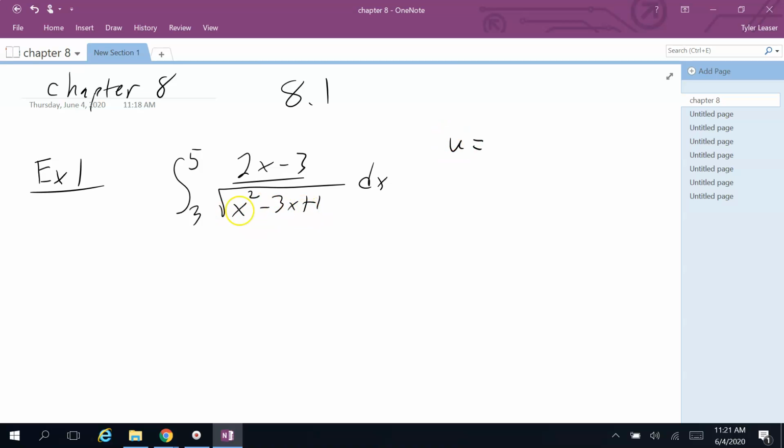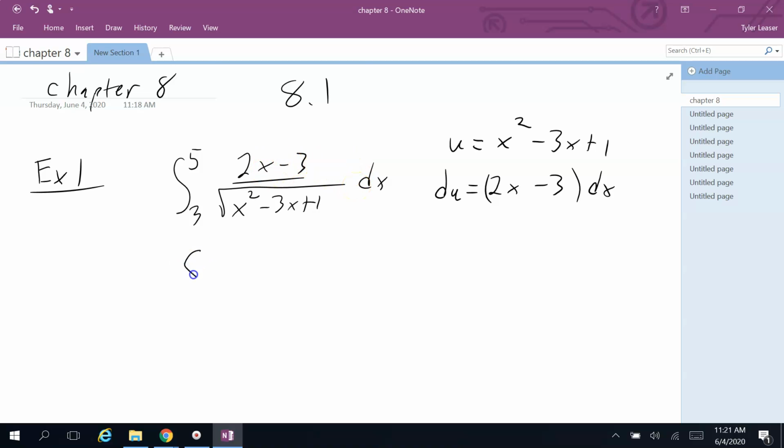In this case, we're going to use the inside of this bottom square root. The reason we're going to use that is because the derivative of that we have up top here. Anytime you have something that you can set to be the u and you have the derivative that will cancel out in the end, then do a u substitution. So here we're going to let the u be x squared minus 3x plus 1, and then du is the derivative of this, 2x minus 3 dx.